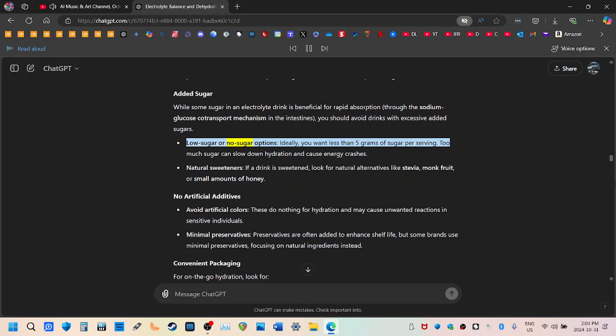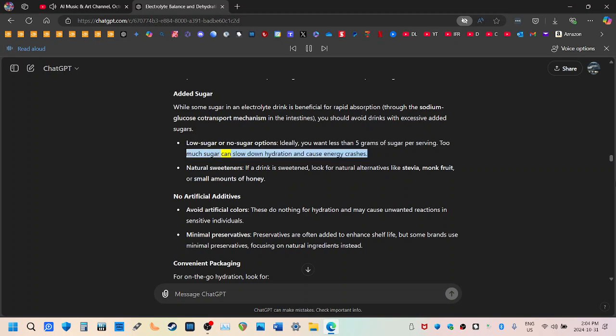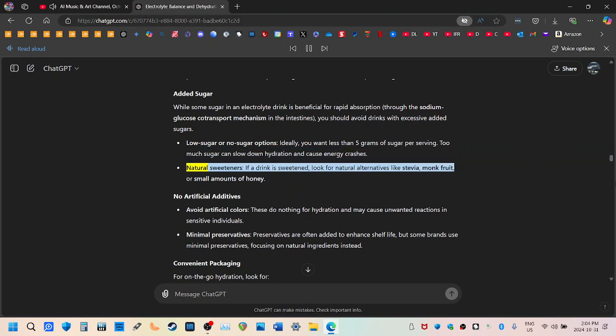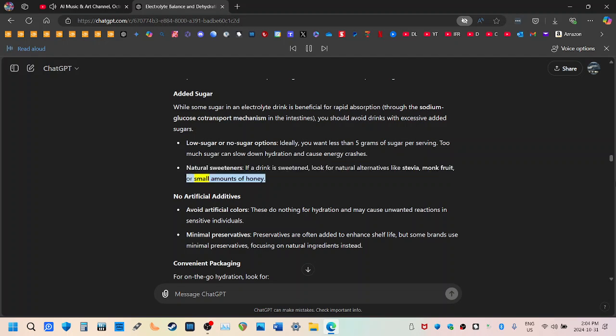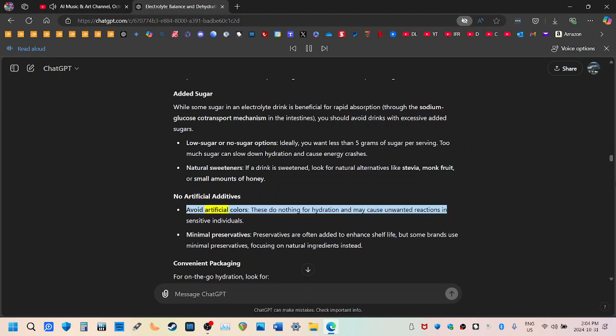Low sugar or no sugar options. Ideally, you want less than 5 grams of sugar per serving. Too much sugar can slow down hydration and cause energy crashes. Natural sweeteners. If a drink is sweetened, look for natural alternatives like stevia, monk fruit, or small amounts of honey. No artificial additives. Avoid artificial colors. These do nothing for hydration and may cause unwanted reactions in sensitive individuals.